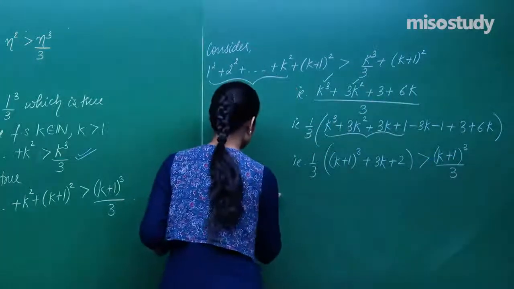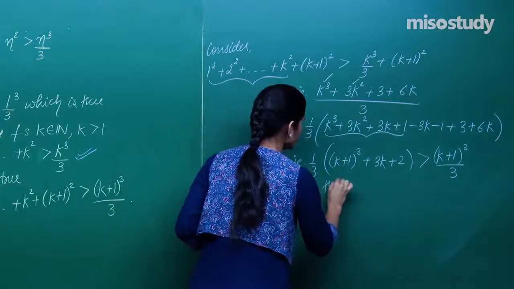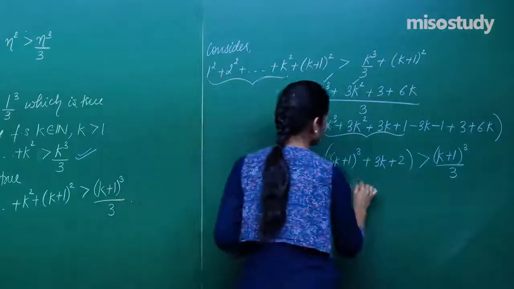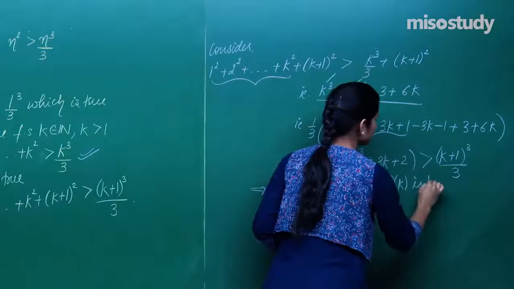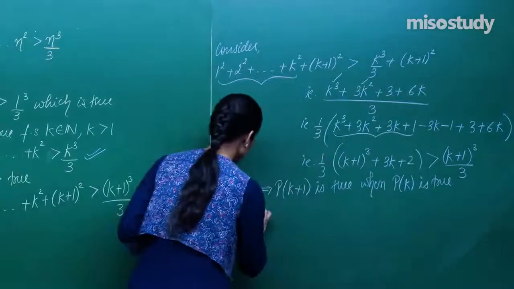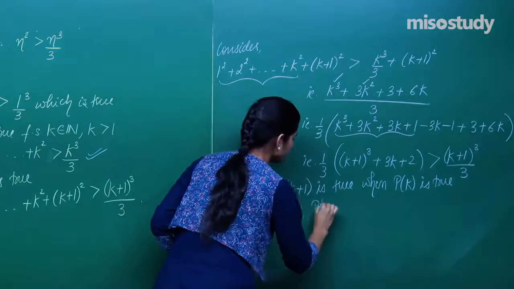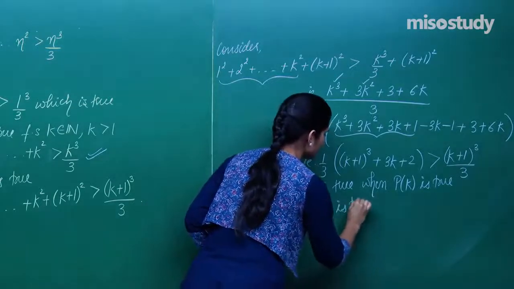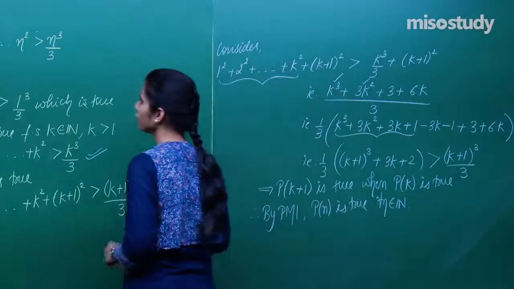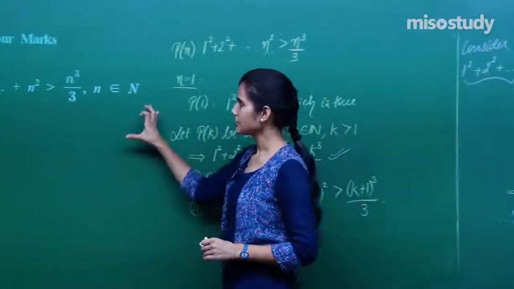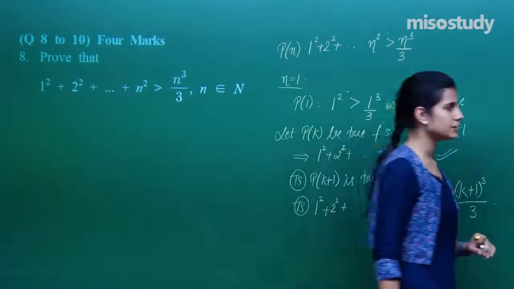This implies Pk+1 is true when Pk is true. Therefore, by PMI, Pn is true for all n in N. That's where you use your principle of mathematical induction to establish this fact. Okay, quickly note this down, then we are going to move ahead with the next two questions.